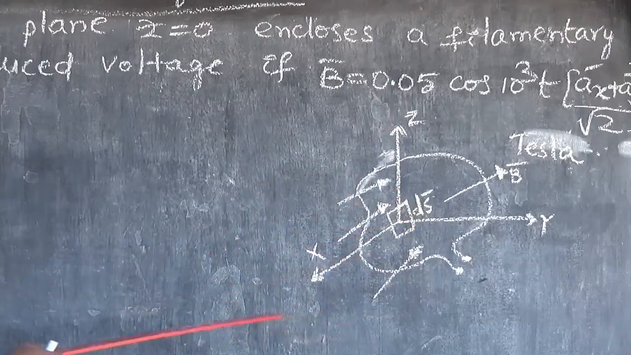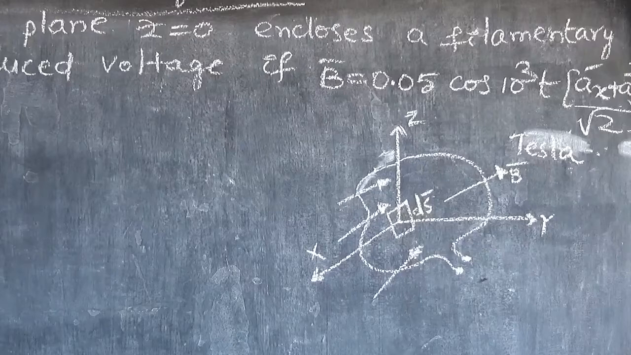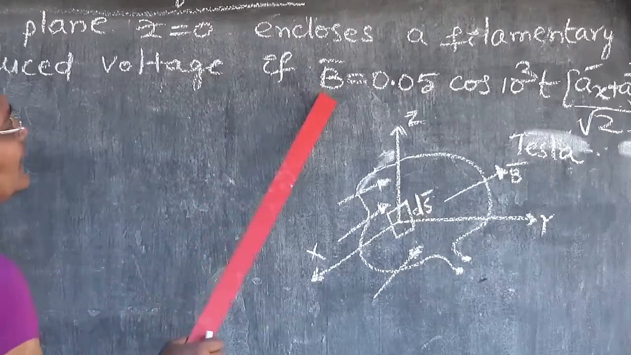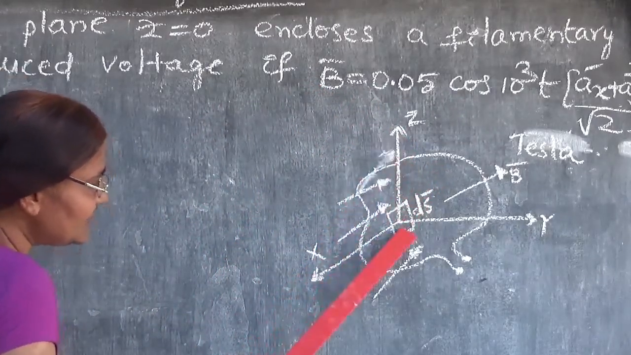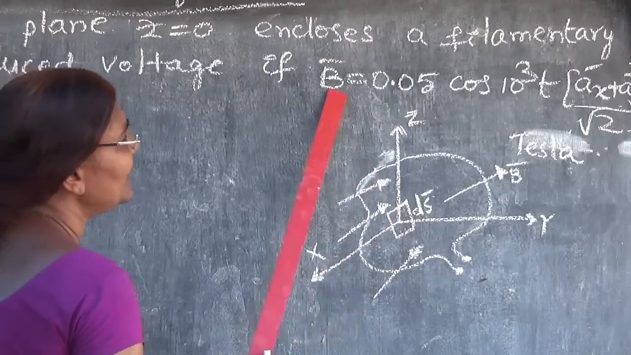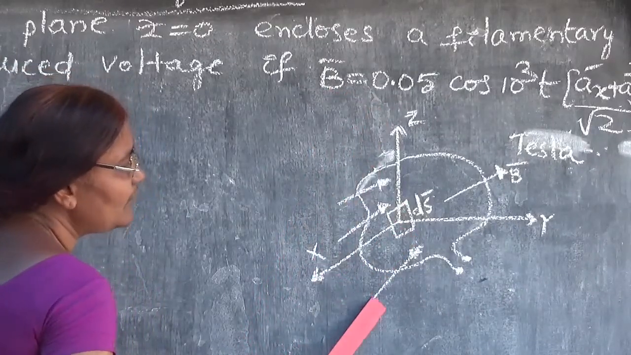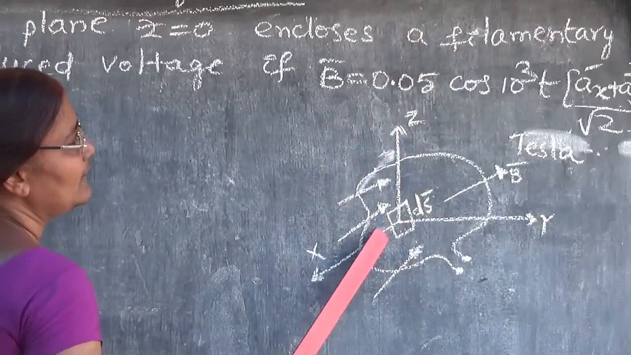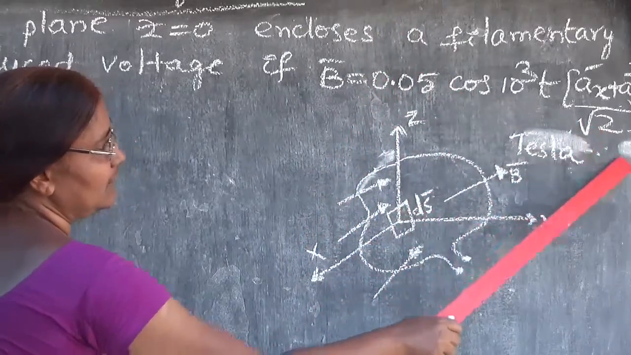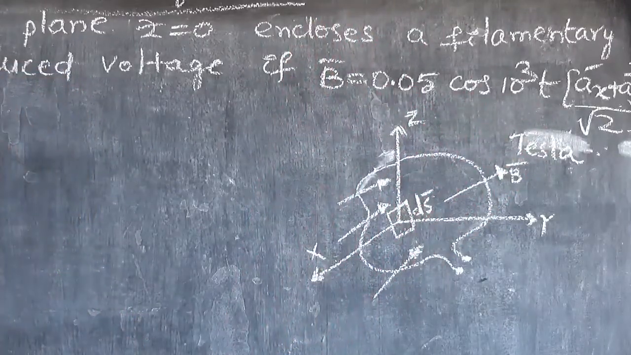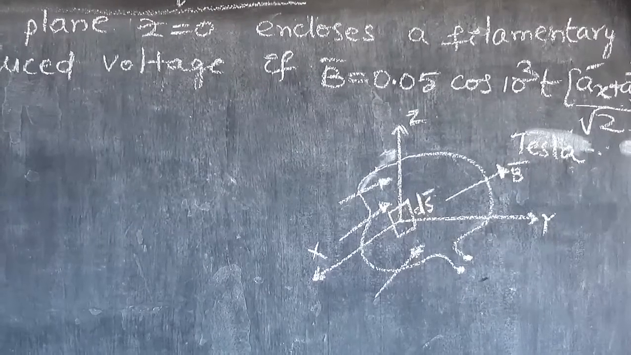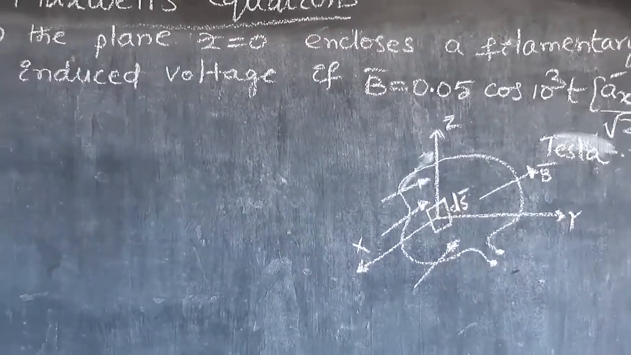So z is taken as the direction of that small area. Now here we can observe one thing. Here the conductor is fixed. This conductor is fixed, but the field passing through this area is a sinusoidal field. Can you observe this? It has a cos, so it is a sinusoidal field. So which Maxwell's equation can I apply? That we are going to learn.